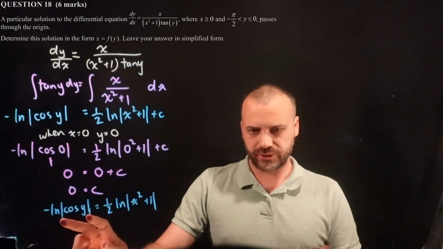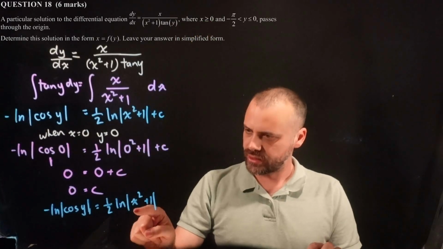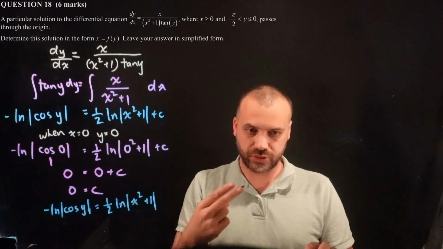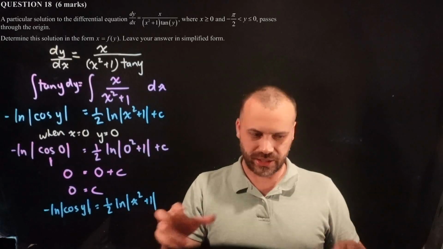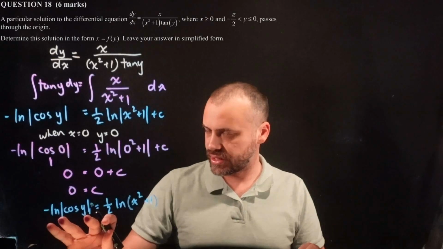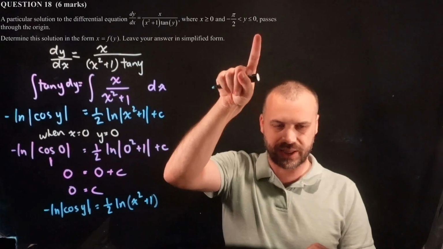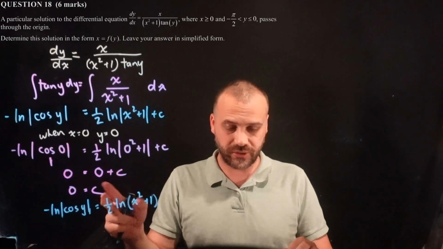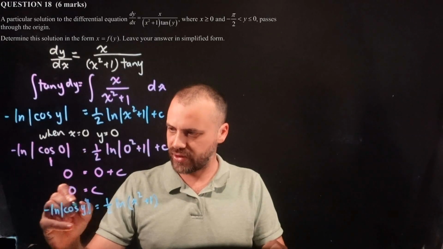Let's talk about these absolute values for a second. Look at the bounds. It says where x is greater than or equal to 0. So this will always be greater than or equal to 0 as well, right? Because if x is 1 or 2 or 3 or 4, that's always going to be positive. So the absolute values there are just a bit superfluous. We've just got x squared plus 1. We can do a similar trick over here, because we're told that y is between negative pi on 2 and 0, in the fourth quadrant. And cos in the fourth quadrant is always positive. So there's no need to put these absolute values in here.